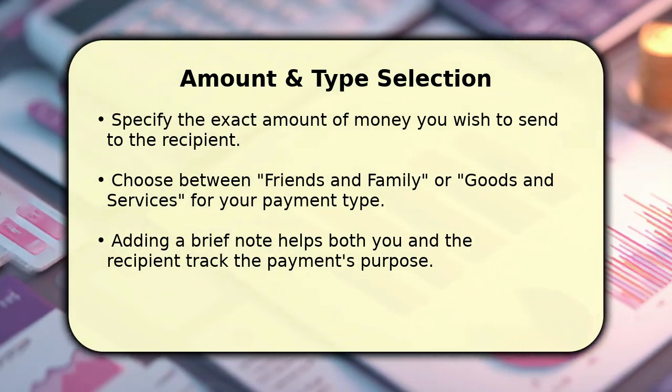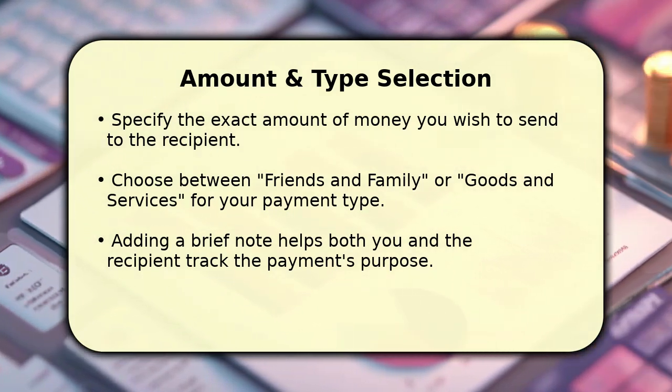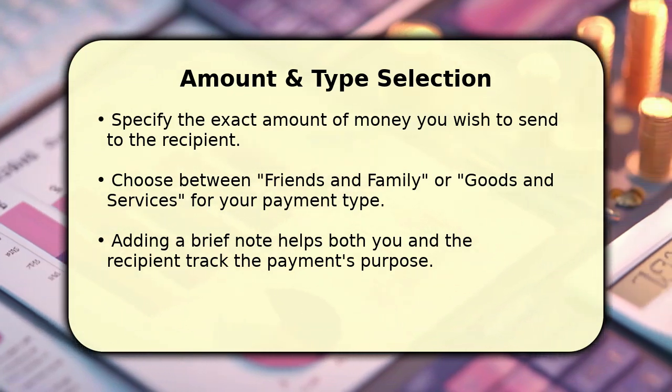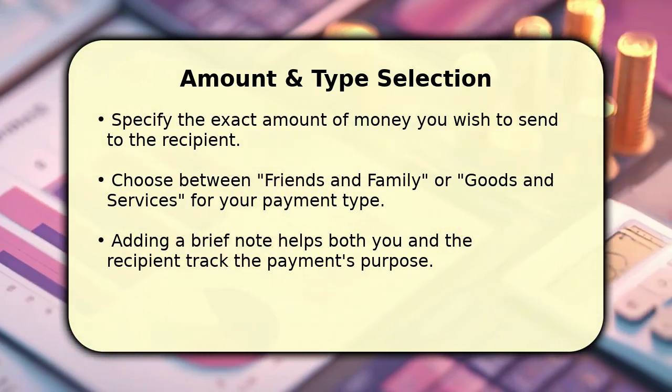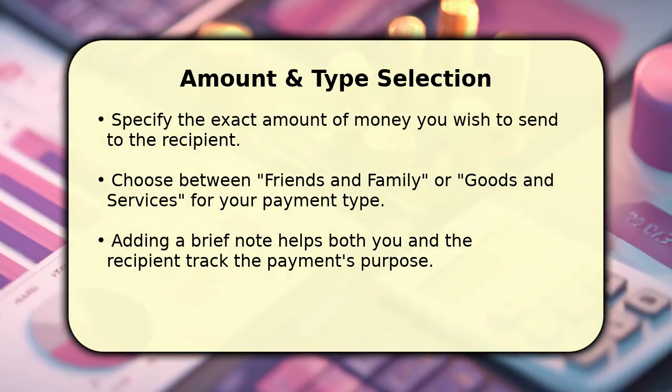Choose Friends and Family for personal transfers, or Goods and Services if you are paying for an item or service. A short, clear note about the payment's purpose, such as dinner last night, is always helpful for record keeping.